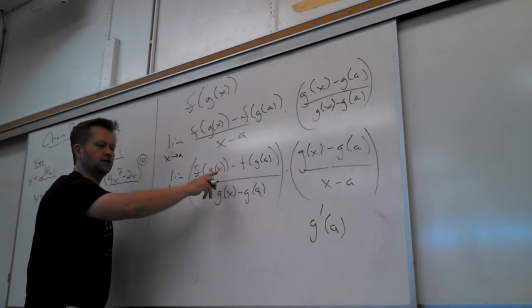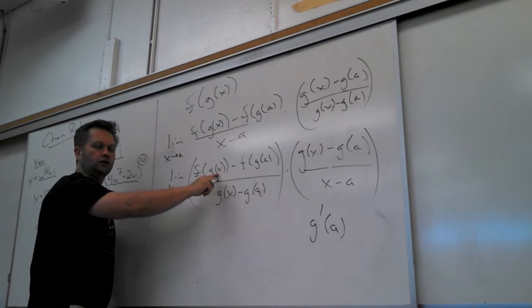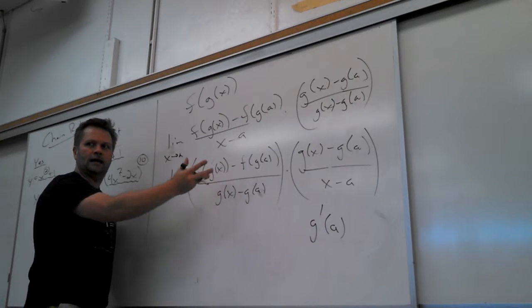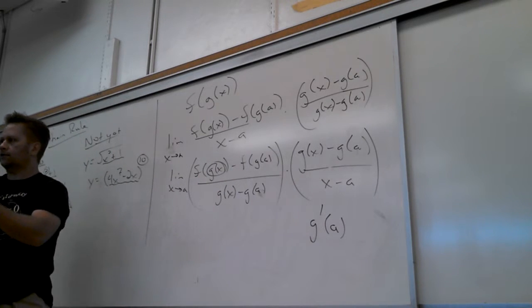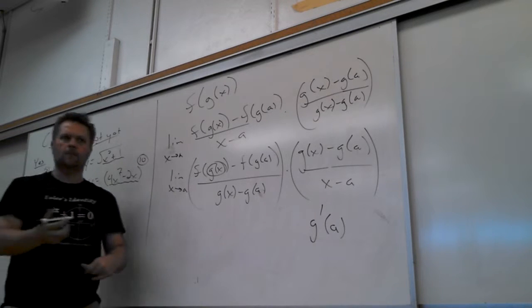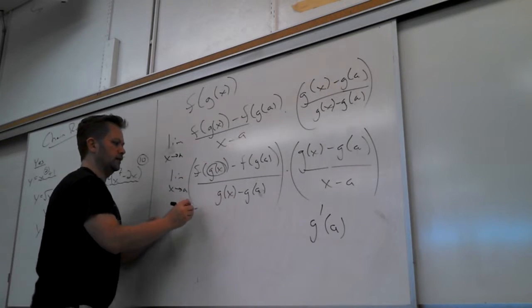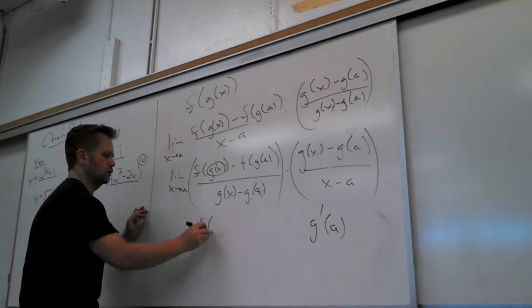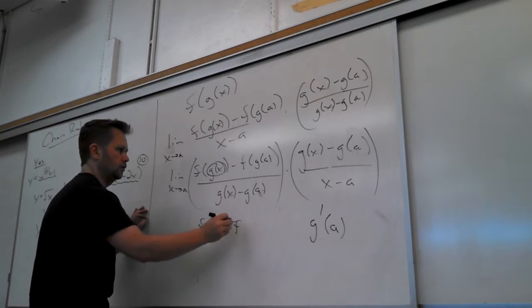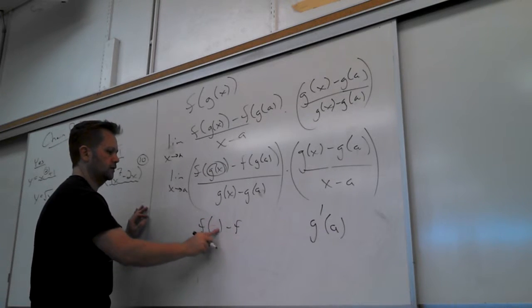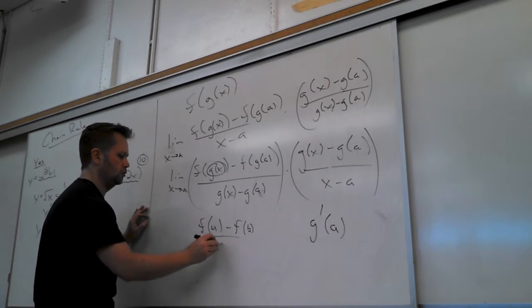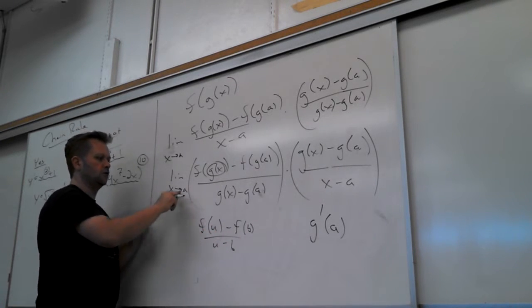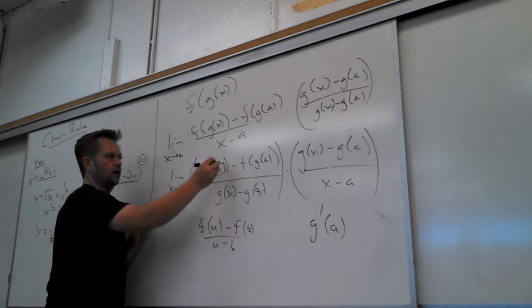Now, I really want you guys to understand. If I looked at g of x as if it was just x, what is g of x? It's a number for any x, right? It's an input for f. So let me write it like this. If I looked at g as if it was u, f of u minus f of b over u minus b, and as u goes to b. I really want you to get that.